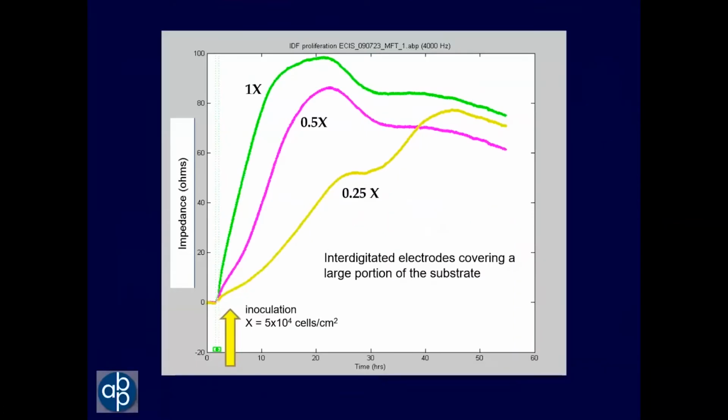We can even quiet these micromotions more with what we call a cell proliferation array. Here we're looking at one of these which has large interdigitated fingers. The cells are inoculated at the yellow arrow at different concentrations, and we follow them for over a couple of days, looking at the increase in cell numbers due to cell division, with almost no micromotion showing.